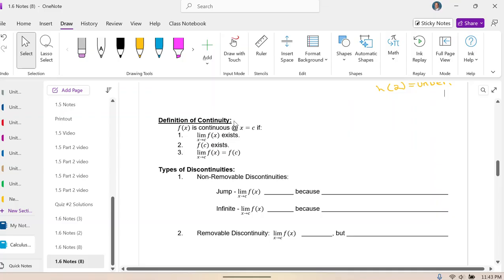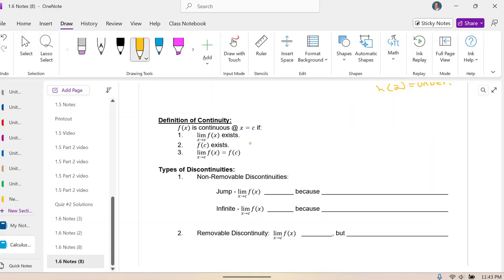So a function is continuous at a certain x value if and only if three things occur. The limit as x approaches that number exists, the function value at that number exists, and the limit as x approaches that number of the function and the function value are the same. If not all of these are true, then you have a discontinuity at that point, and there's three types of discontinuity.